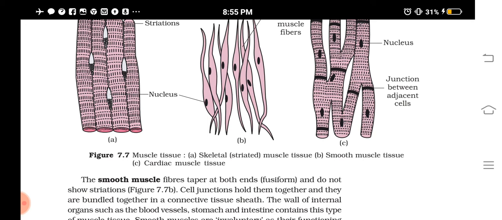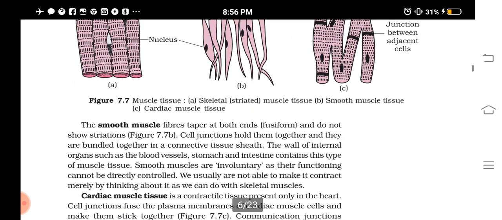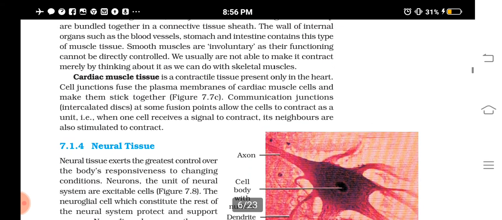So it can be asked to compare the different types of muscular tissues. What are they? Skeletal tissues, okay, then what? Smooth muscles and cardiac tissues. Okay, so striations you can see where? In the skeletal muscles and in the cardiac muscles. They are cylindrical, both are cylindrical, but the cardiac muscles are branched. Okay, so these are the different types of muscles.